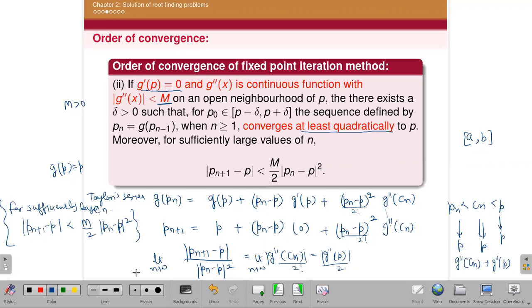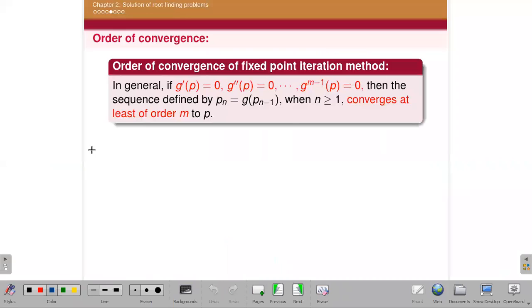Ma'am, in the second step, how did we say that g dash p is 0? Where? Here. Okay, ma'am, that was given. Yes, it is given. So now can you get the higher order convergence also? Means again it will depend on the g of x only. So this is the case.